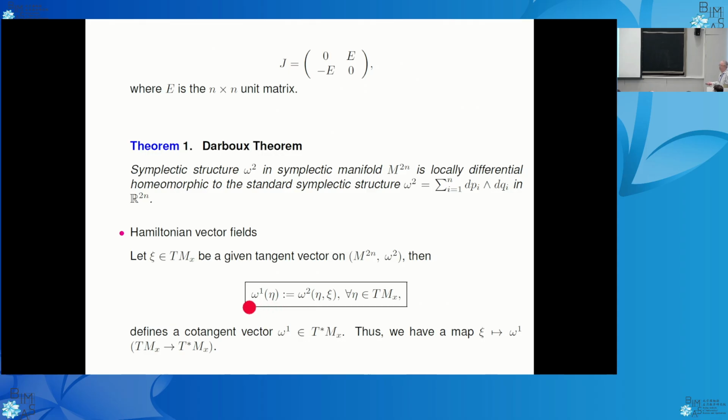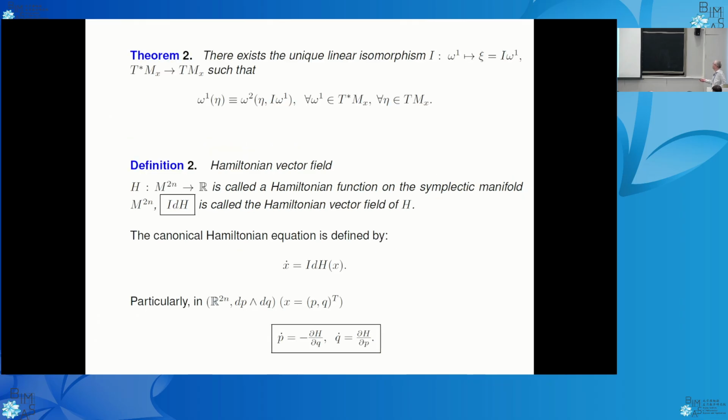Now, of course, as per this formula, you can define a one-form omega 1. So basically you have this map: given X_xi, you define omega 1 this way. What is the property of this map between X_xi and omega 1? It gives a unique linear isomorphism between the cotangent bundle and the tangent bundle. Of course, the condition is that omega 2 has to be non-degenerate.